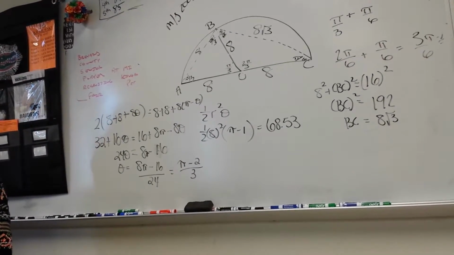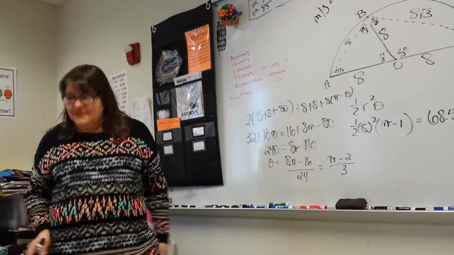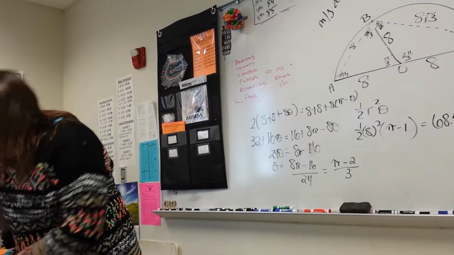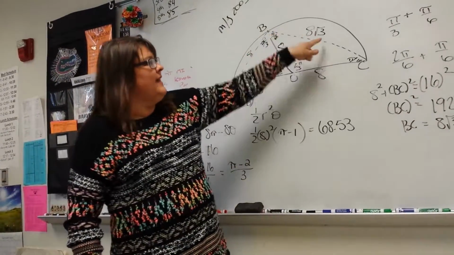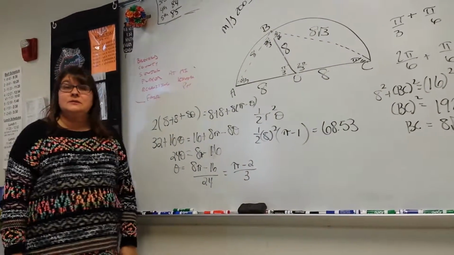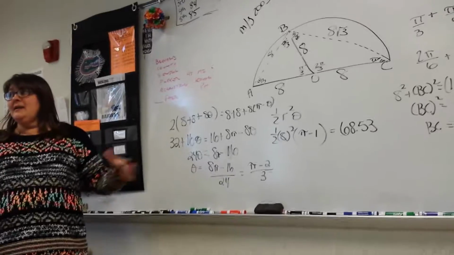Okay, excellent. And now we add them. What do they want us to do? Find the perimeter. That's 8 plus 16 plus 8 square root of 3, so this plus that is your final result. It's 24 plus 8 square root of 3. Okay. That was a really good throwback to geometry.